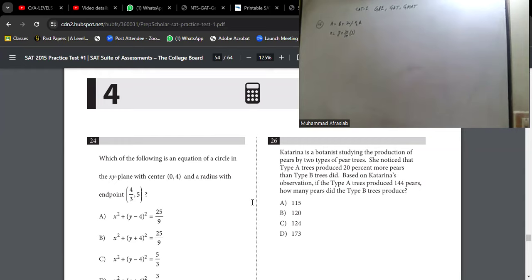Katrina is a botanist researching the production of pears of two tree types. She noticed that tree type A produced 20% more pears than tree type B. Based on Katrina's observation, if type A produced 114 pears, how many pears did type B produce there? So we are already solving this question.